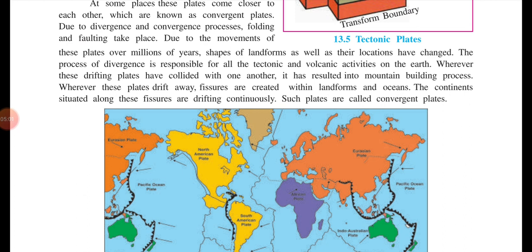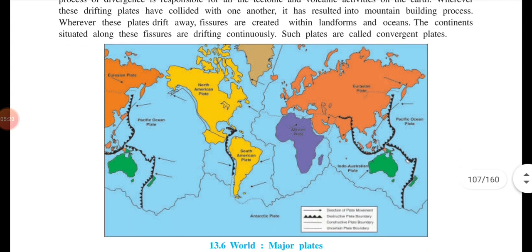Wherever these plates drift away, fissures are created, or we can say gaps are created within landform and ocean. The continents situated along these fissures are drifting apart continuously. Such plates are called divergent or convergent plates.